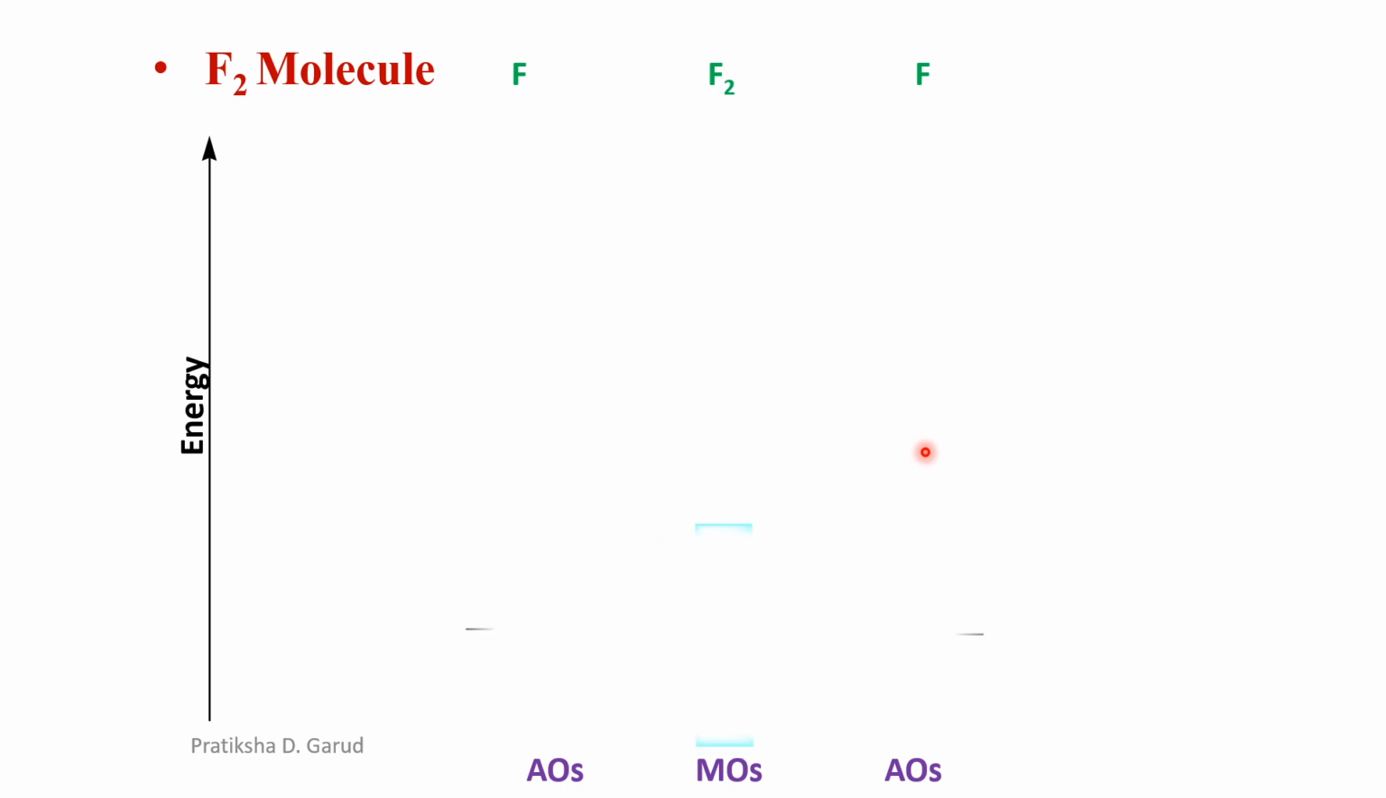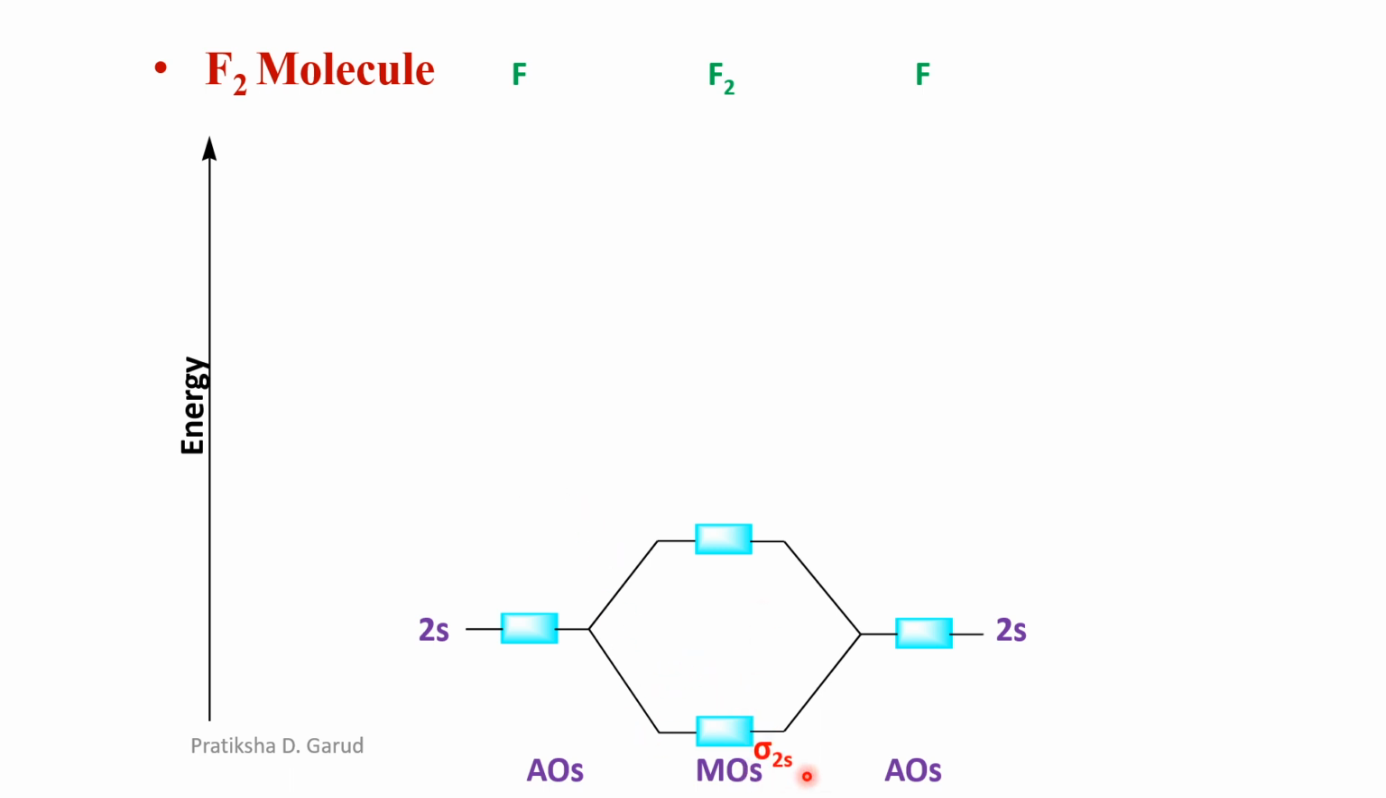Then at the lower side we have the MO energy level diagram for the 2s of the first fluorine and the 2s of the second fluorine. As there are two atomic orbitals, they should result in two molecular orbitals. The lower, that is the bonding, is sigma 2s, and the upper, that is the anti-bonding, is sigma asterisk 2s.